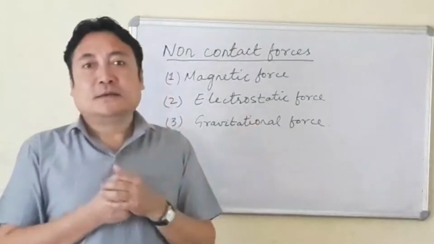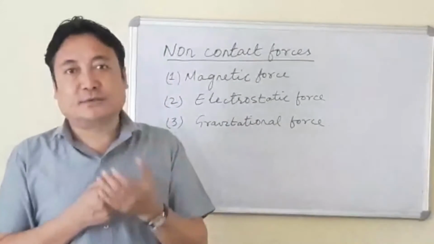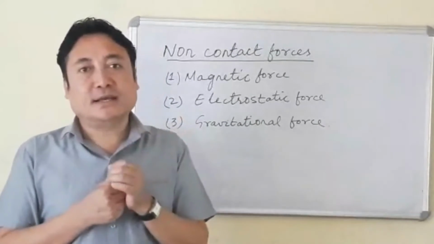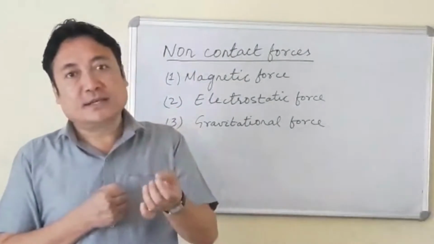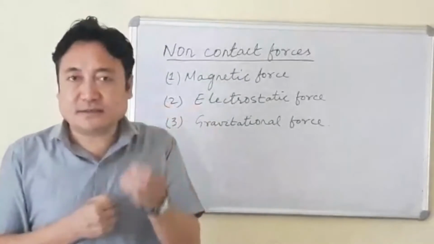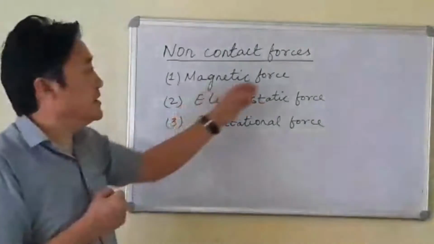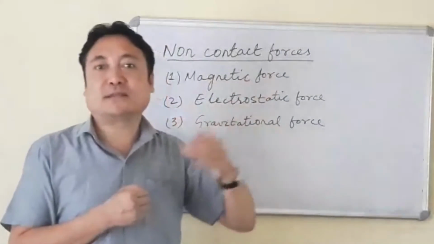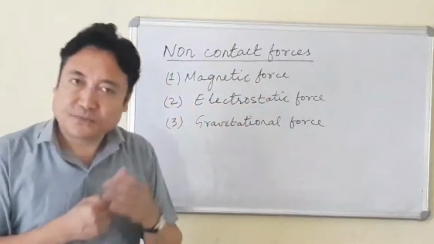All the magnetic substances get attracted by the magnet, and the magnet is the substance which attracts the magnetic substances. This magnet exerts a force, and the force exerted by the magnet we call the magnetic force.